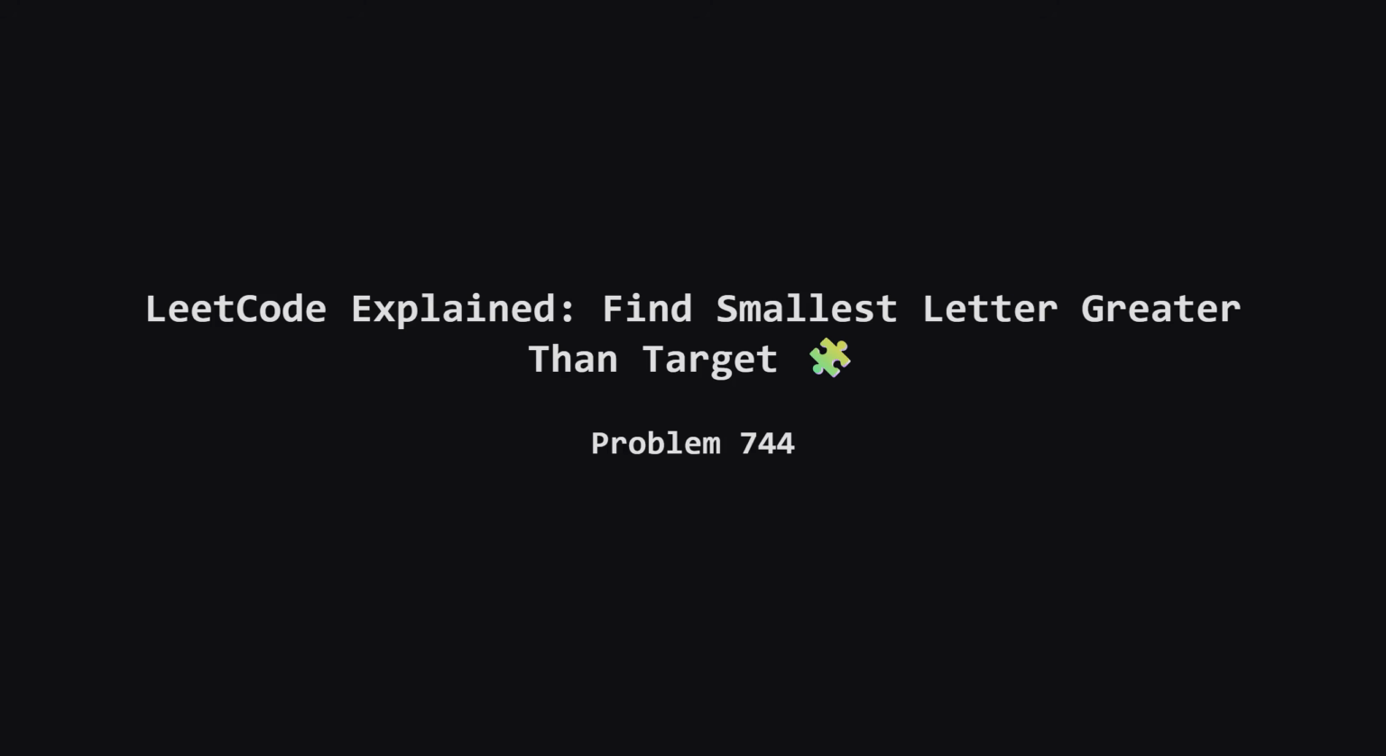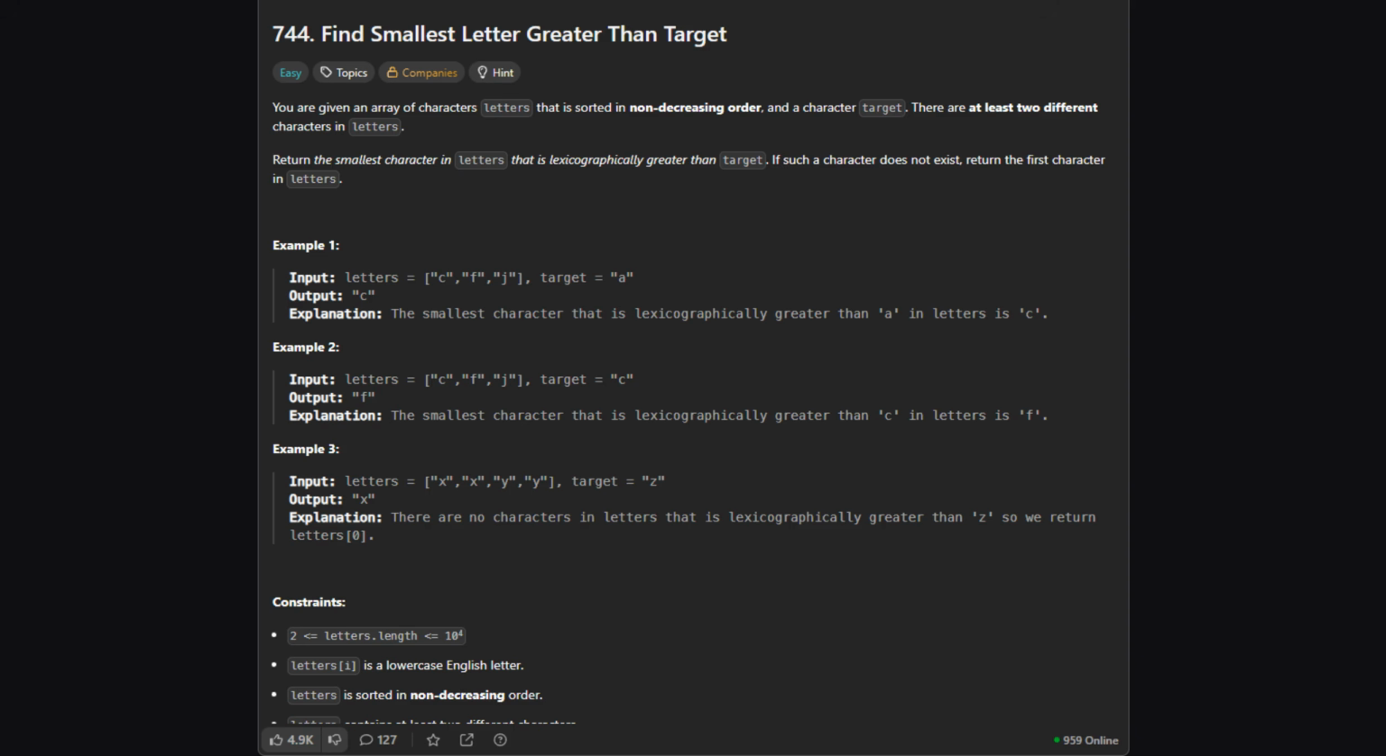Hello and welcome back. Today we're tackling Leetcode problem 744, called Find Smallest Letter Greater Than Target. This is a really nice problem to practice searching algorithms, especially if you're getting started with binary search. It's marked as easy, but it has a specific wraparound rule that can trip people up if they aren't careful. Let's break it down. Here is the problem description.